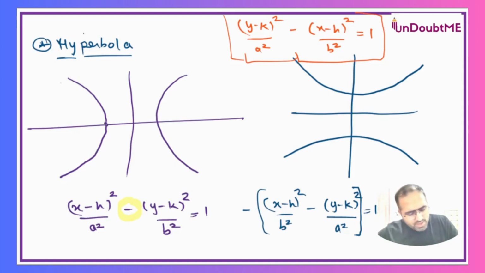So I'll just quickly write that. This point will be a comma 0. This will be minus a comma 0. B lies somewhere over here, but b has no significant meaning for the horizontal one. Similarly, if you look at the vertical one, since we are writing (y minus k) over a square, this will be 0 comma a, and this will be 0 comma negative a. Once again, b has no significant meaning for this.